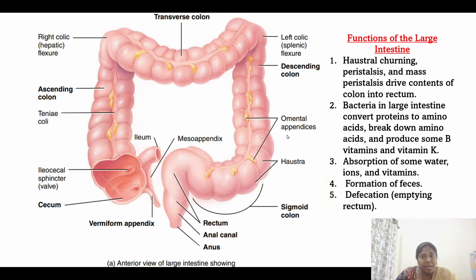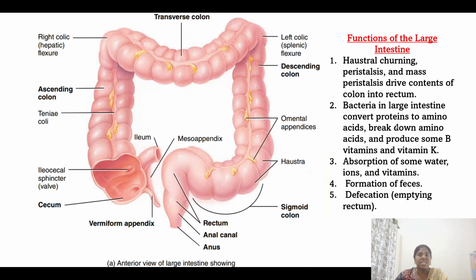And these are the omental appendices. Next is haustra, you can see this bun-shaped structure. When the food is getting absorbed, or the chyme, which is nothing but the food, due to peristalsis it will be propelled forward, moving forward. That particular shape is called haustra. Understood? So haustral churning means the movement of the food. It is moving forward. That is called haustral churning.